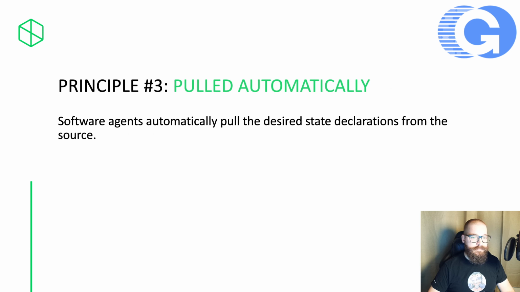It should be pulled automatically. Software agents automatically pull the desired state declarations from the source. And this is, at least from my point of view, one of the most important parts. So instead of us pushing, the system connects to the Git repository or the version controller and pulls it, and it does it automatically, most likely on a schedule.